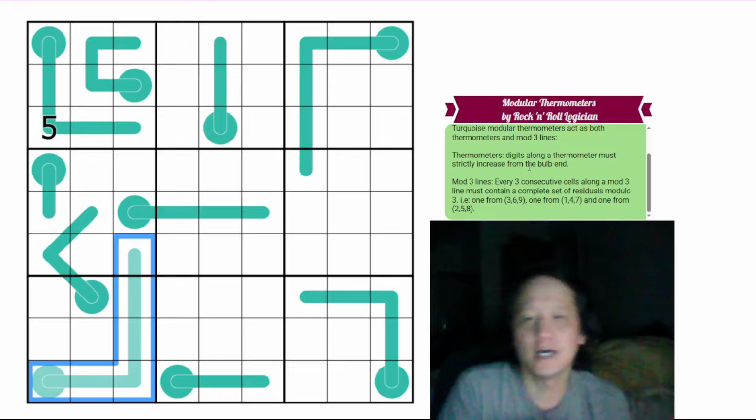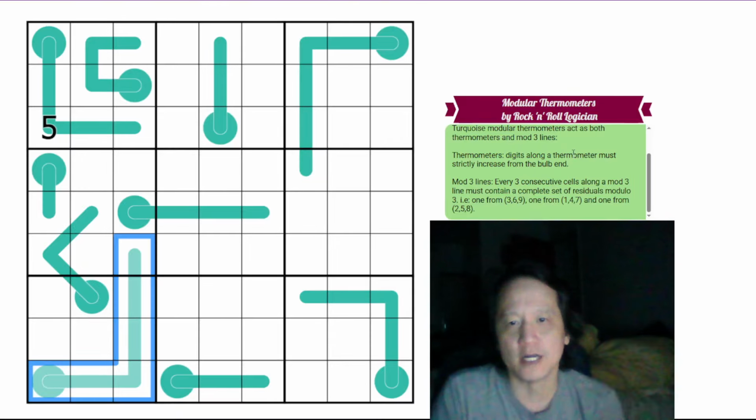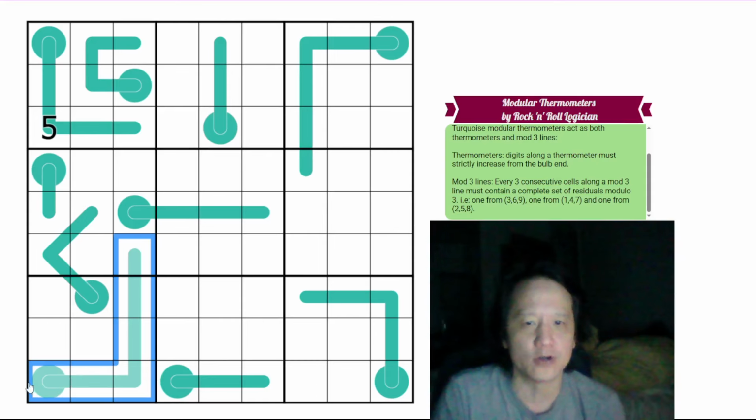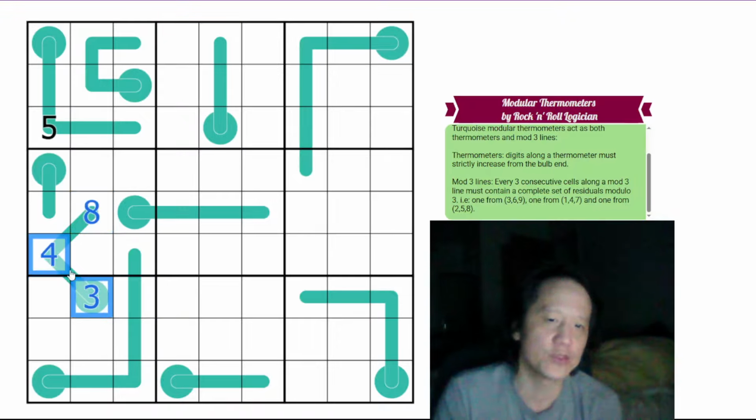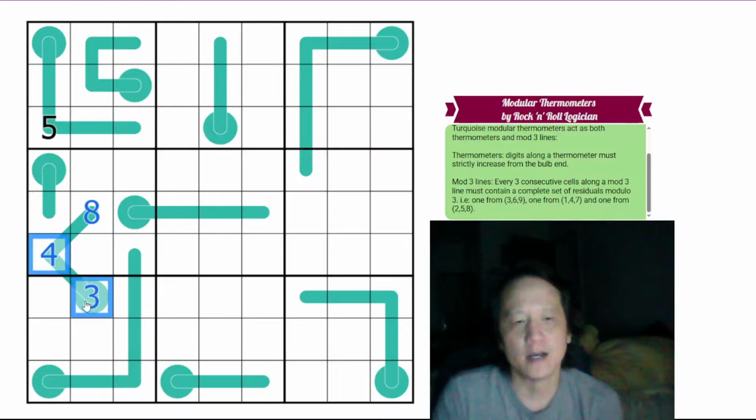Anyways, for the thermometer part of the modular thermometer, digits along a thermometer must strictly increase from the bulb end. So here you could have something like 3, 4, and 8. And this would satisfy both the thermometer and the mod 3 line rules, because it's continuously increasing from the bulb to the tip.